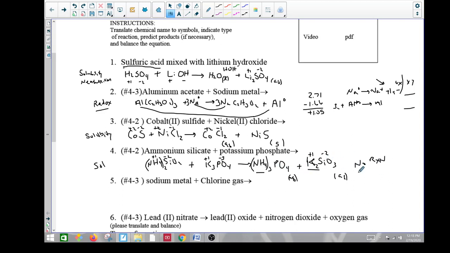So there you go. Na metal, plain sodium, chlorine gas, Cl2. This is just going to be a two things you could call it. You could call this a synthesis reaction.